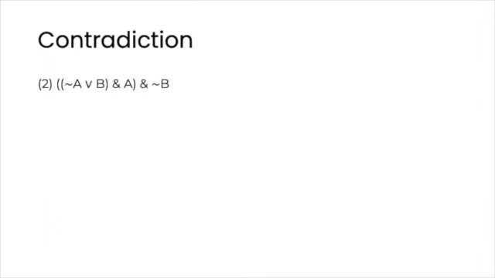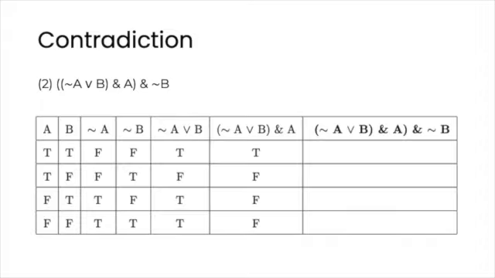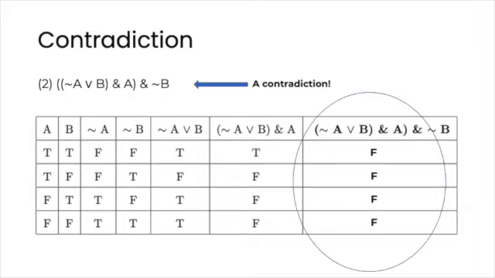Okay, now let's show that the following sentence is a contradiction. I've completed all the columns except the last one. If you focus on columns 4 and 6 here and apply the valuation rule for the ampersand, since that's the main connective of the target sentence, we can see that we get an F on every row, and this shows that this sentence is a contradiction.